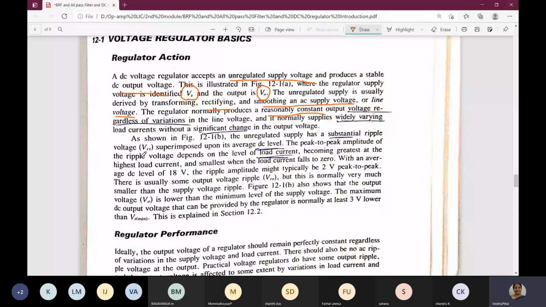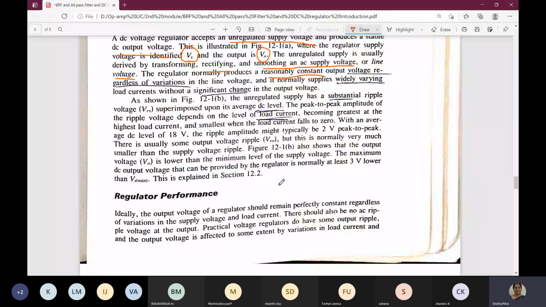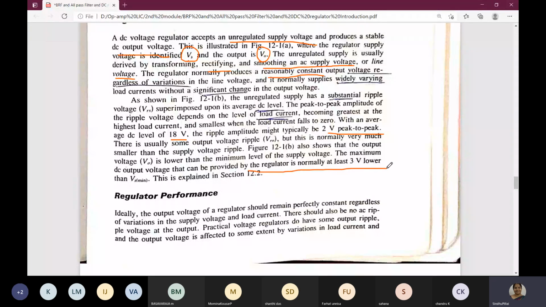With an average DC level of 18 volts, the ripple amplitude might typically be 2 volts peak to peak. There is usually some output voltage ripple VR0, but this is normally very small and can be neglected. The maximum DC output voltage that can be provided by the regulator is normally 3 volts less than VS minimum. That will be the maximum voltage a DC regulator will provide.